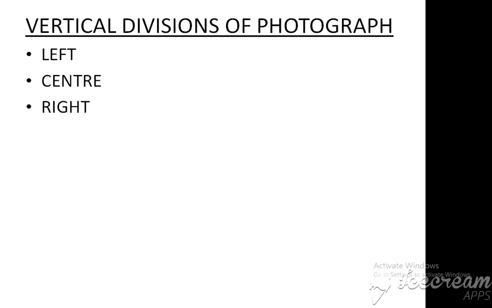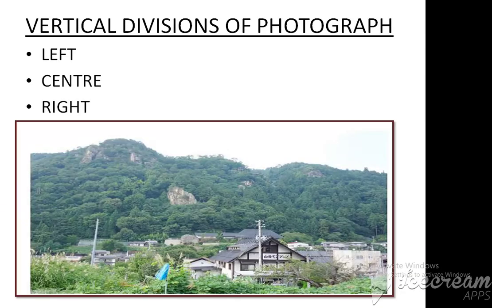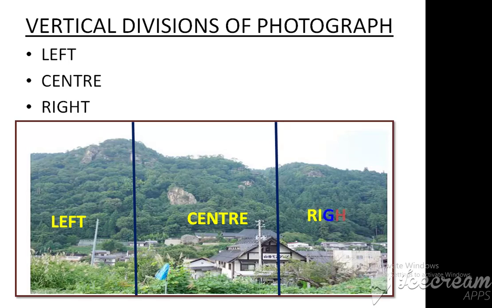But also we can divide a photograph into what we call vertical parts, where we shall get left, center, and right. So in our photograph, if we draw those lines, we get three vertical parts. The first one is left, then center, and the last one is what we call right. So those are the three vertical divisions of photographs.